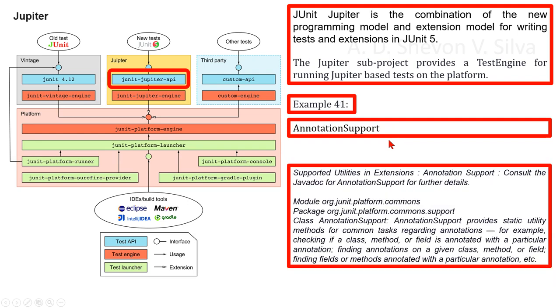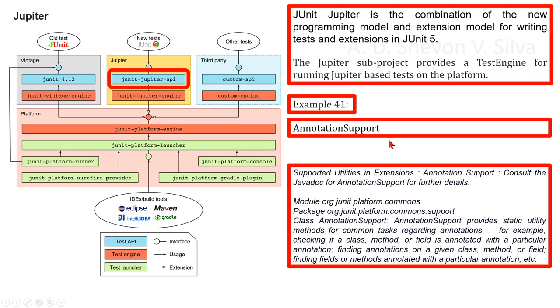Now we are considering annotation support and supported utilities in extensions. Consult the Javadoc for AnnotationSupport for further details. Class AnnotationSupport in package org.junit.platform.commons.support in module org.junit.platform.commons. This is basically with the platform.